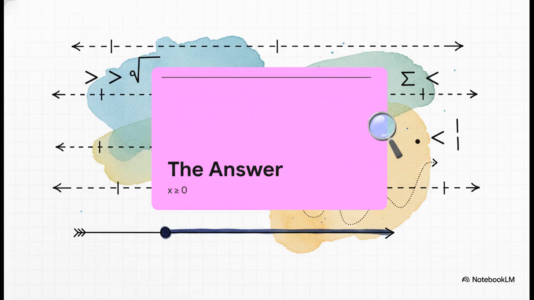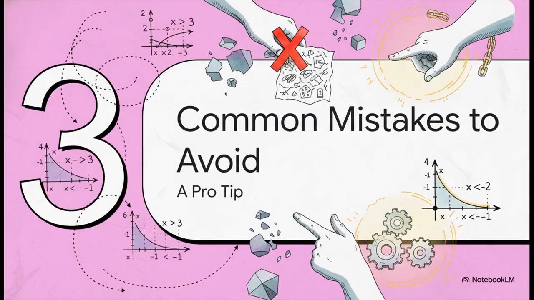See? That 3-step scan, it just works. It's almost like a cheat code for these problems. Quick, easy, and always gets you the right answer. So you've got the method down pat. But before we go, I want to give you a pro tip and talk about a couple of traps people fall into. Avoiding these is what separates getting most of them right from getting them right every single time.